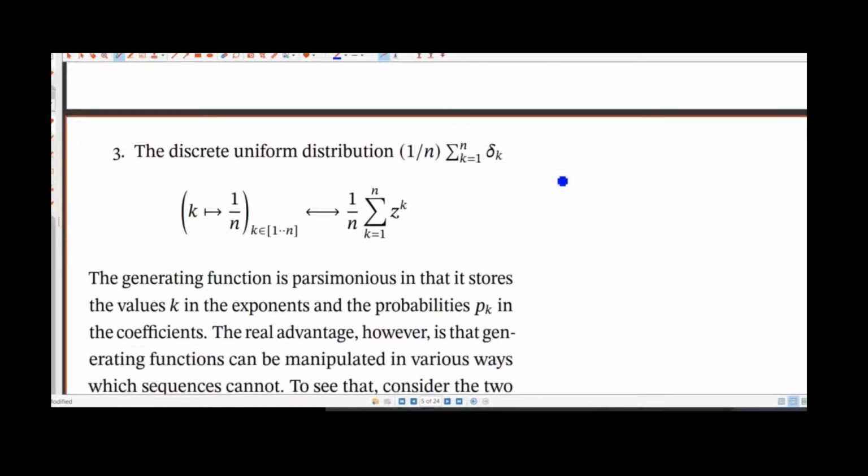And last example is discrete uniform distribution, where the values of k are from 1 to n, each with probability 1/n. Yeah, you represent it here in this way. K goes from 1 to n. And here, you will have the same coefficients, 1 over n, from 1 to n, z, and all the other coefficients will be 0.